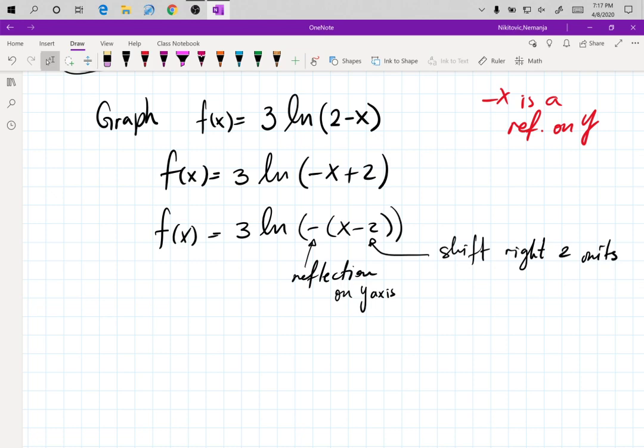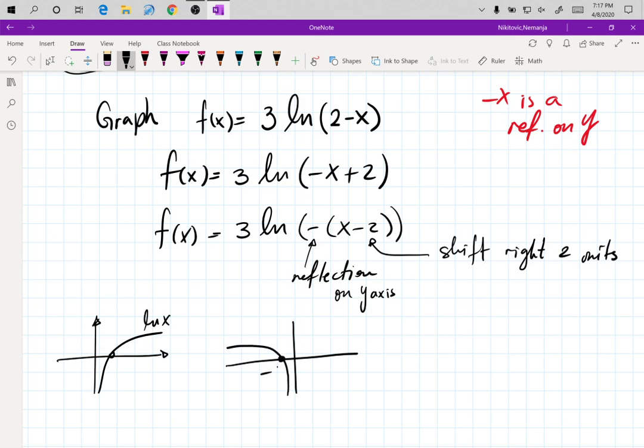Okay, let's take a look. So I'm going to draw the basic graph first. So this is just our ln x, right? Nothing special there. And then I'm going to reflect this one on the y-axis. Now, when I reflect this one on the y-axis, it's going to look like this, going through -1. So this is ln of -x. And now I shift 2 units to the right.